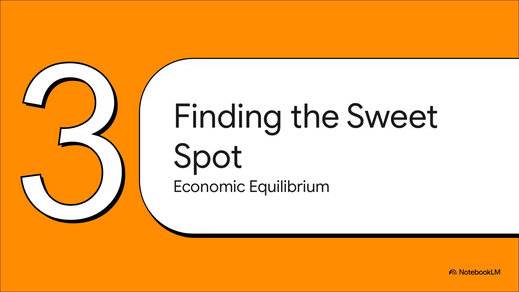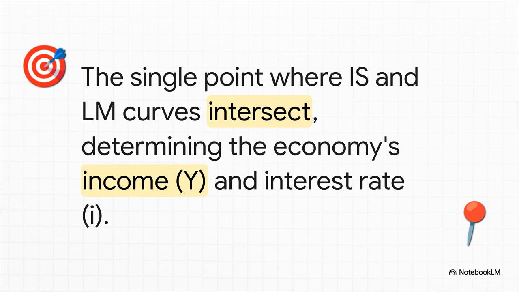Okay, so we have the goods market and we have the money market. What happens when we put them together? Well, that's when we find the economy's equilibrium. And this right here, this is the heart of the model. There is only one single point, one combination of national income and one interest rate where both the market for goods and the market for money are in balance at the exact same time. This intersection is the economy's short-term sweet spot.